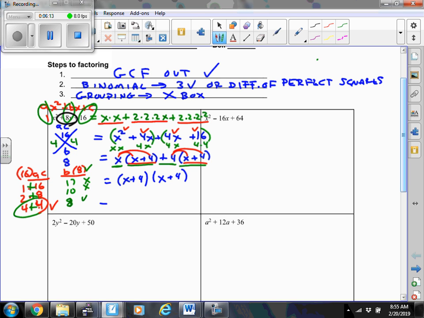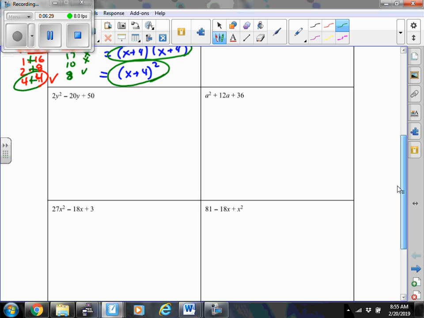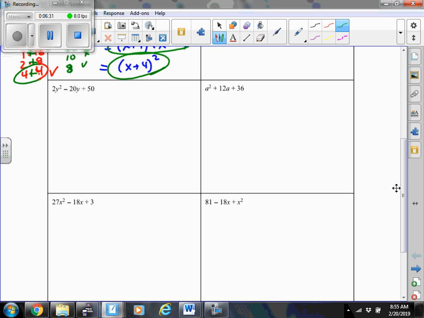Just for the record, they're both exactly the same. You can write this as (x + 4) squared. They mean the same thing. Both are acceptable answers. So this is my answer, or this is my factored form answer. Let's try another one. Let's try this one right here.